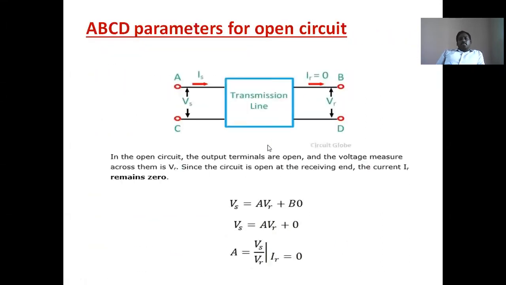See here, Vs = A·Vr when Ir = 0. Simply, Vs = A·Vr, then A = Vs/Vr at Ir = 0. Like this, we can calculate parameter A.